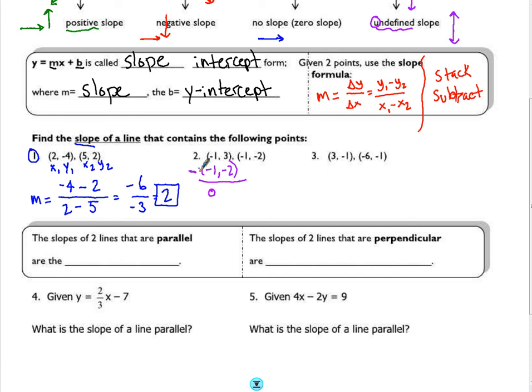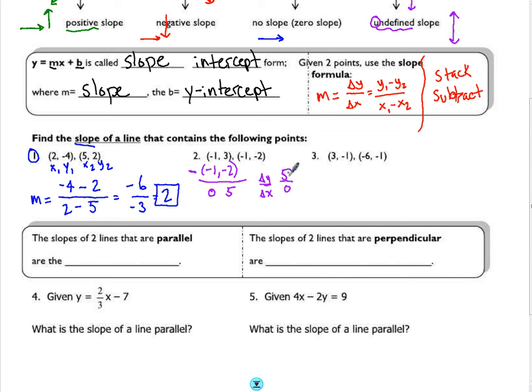3 minus -2 means 5. And since I stacked my x's and I stacked my y's, slope is the change of y over the change of x. So the change of the y's was 5. The change of the x's was 0. Now, is it possible to divide 5 by 0?